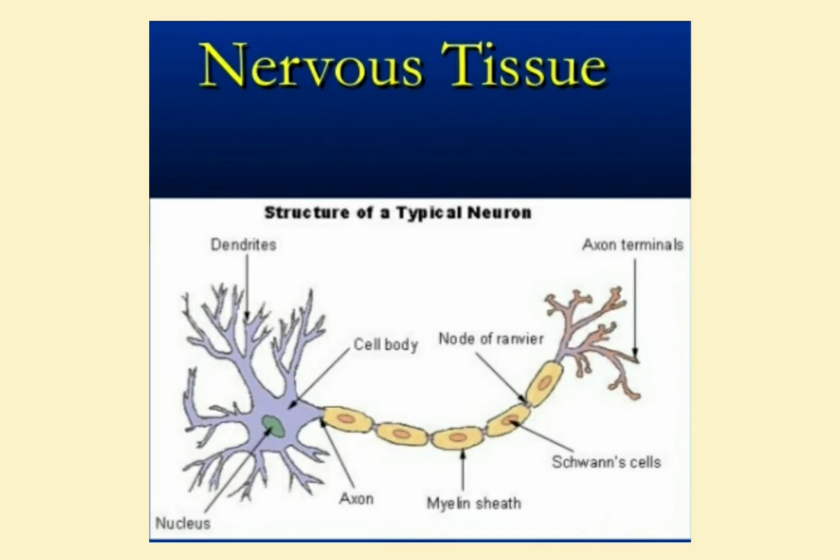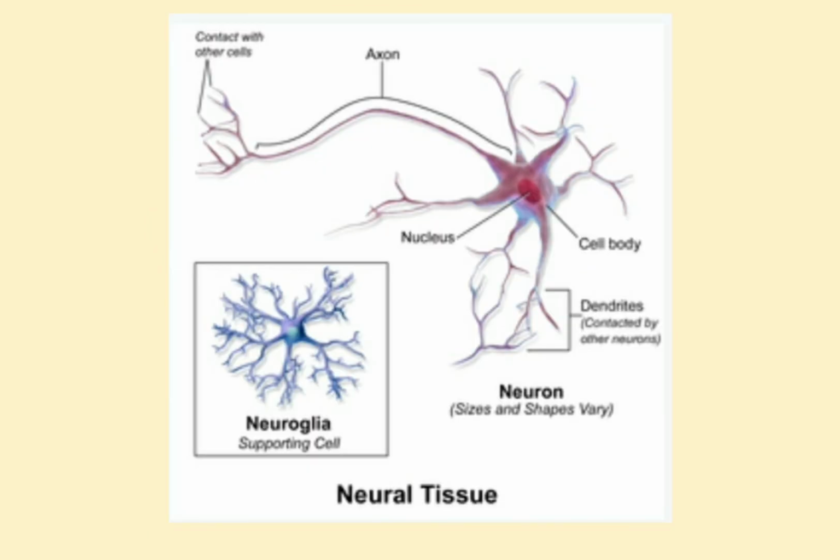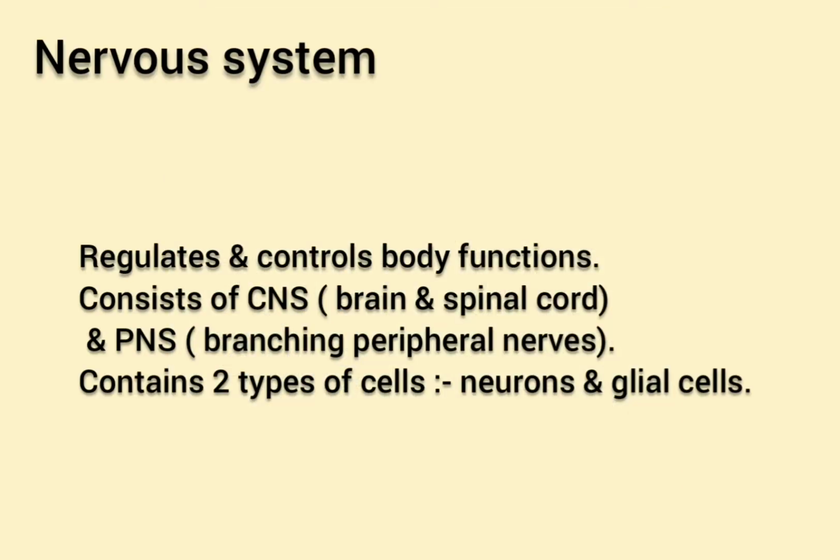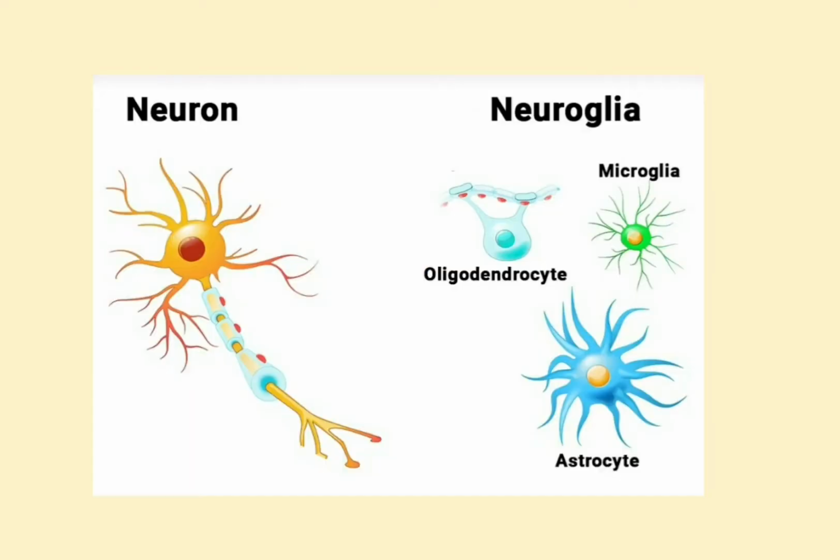The next type of animal tissue that we will study is the nervous tissue. This is also called the neural tissue. It is the main tissue component of the nervous system. The nervous system regulates and controls bodily functions and activities. It consists of two parts: the central nervous system comprising of the brain and spinal cord, and the peripheral nervous system comprising of the branching peripheral nerves.